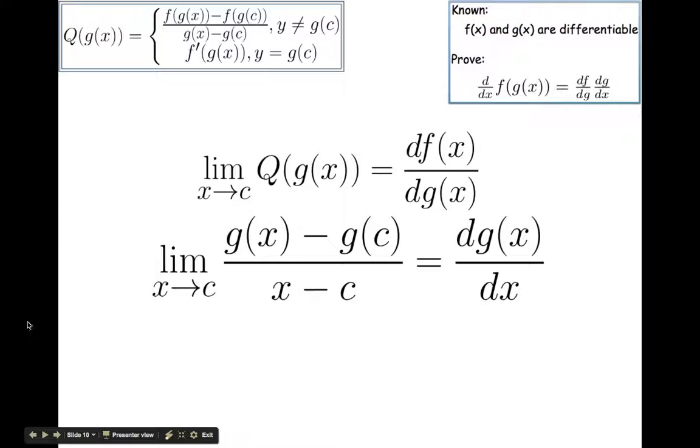And what about this? This again is just the alternate definition of the derivative of g of x with respect to x. So again, we can say that the limit as x approaches c of g of x minus g of c divided by x minus c is equal to the derivative of g with respect to x.